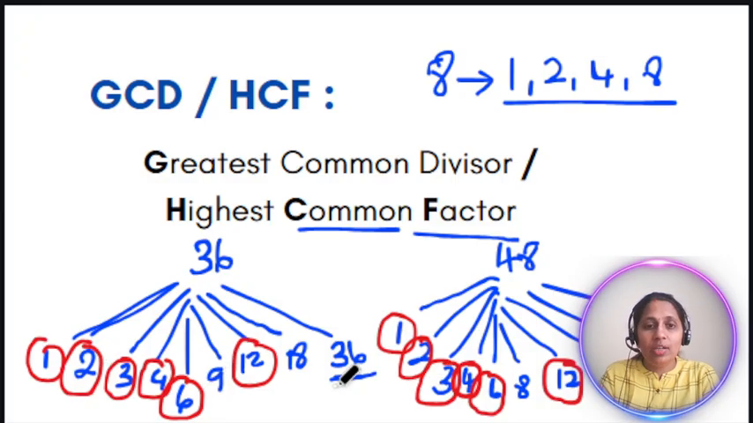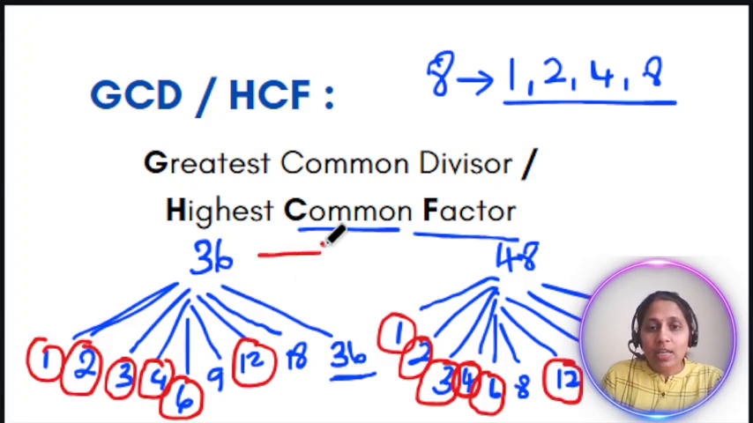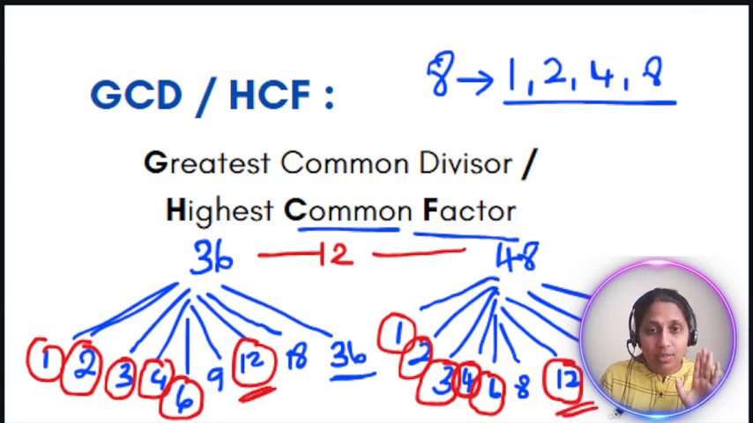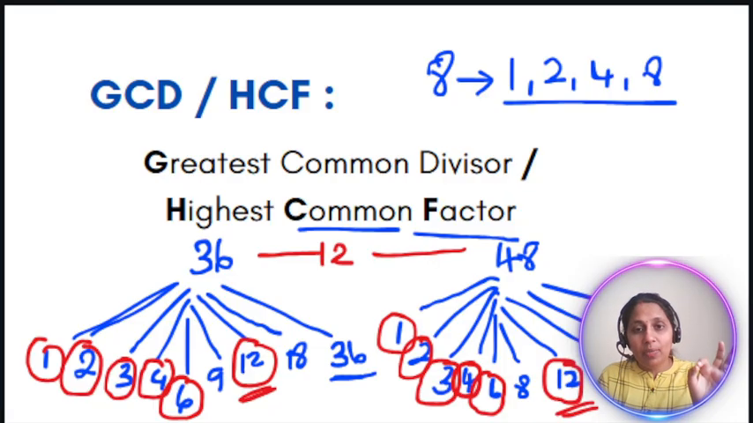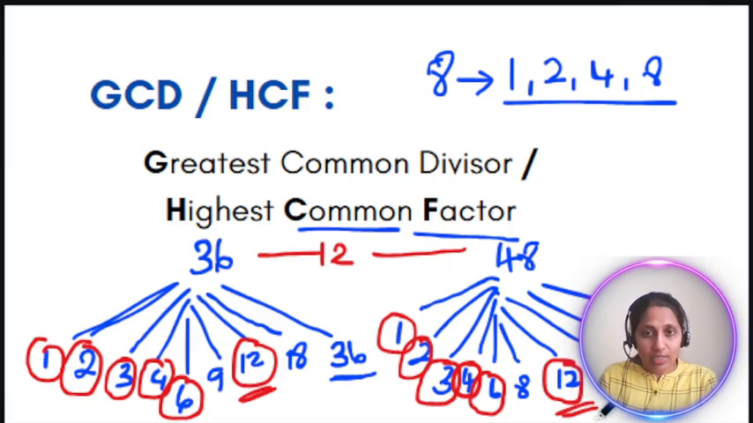So these numbers 1, 2, 3, 4, 6 and 12 are common factors of 36 and 48, but we want the highest common factor or the greatest common divisor. So in that way, 12 is the highest common factor or the greatest common divisor. Okay, this is how you find the highest common factor. And there are different ways to find this highest common factor easily and quickly, which you might already know. So you can apply whichever method is easy for you, right?